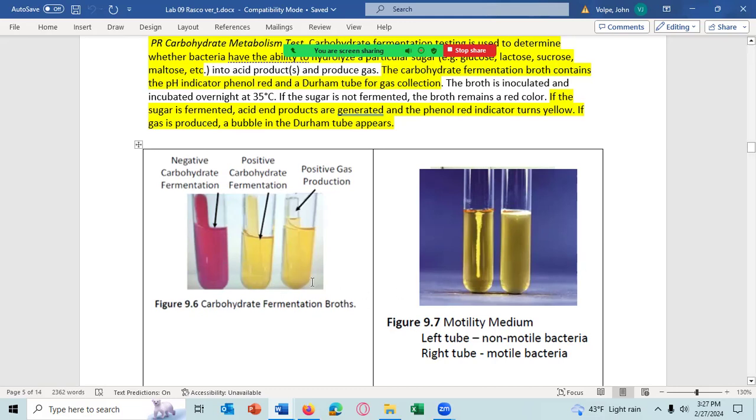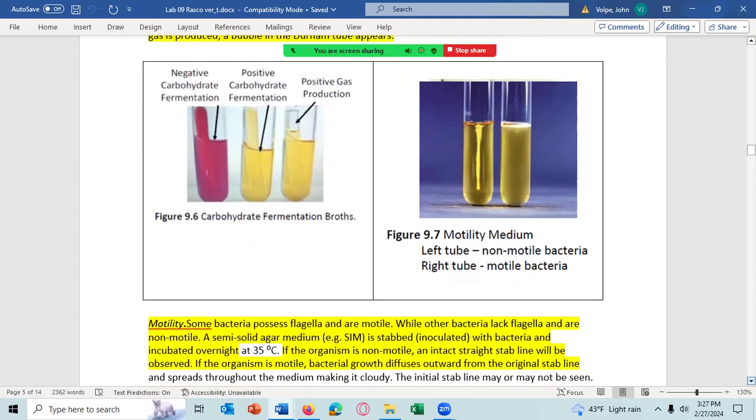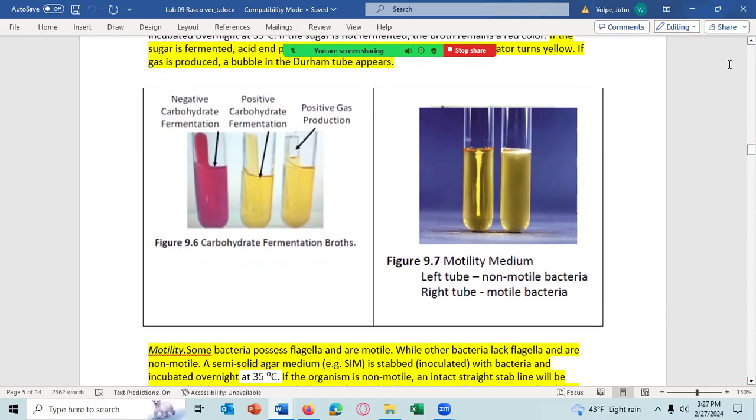All right, any questions about carbohydrate fermentation test? If not, let's move on to the motility test. The motility test is when we grow the bacteria in a solid media, but this is actually a semi-solid media, meaning it's very thin on the agar and it sort of wiggles like jello. It's so thin on the agar that the bacteria can swim through the agar. Any questions about that?